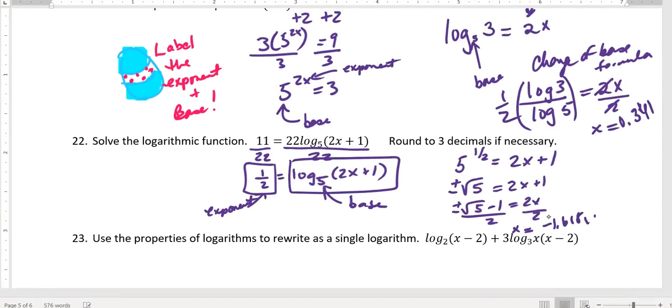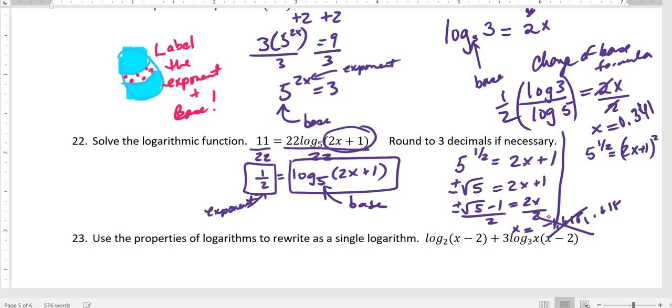Okay. Now, you have to remember to check whenever you're dealing with logs to make sure that you haven't created an extraneous solution. If I put negative 1.618 back into this argument, you'll see that I'll get a negative. And I can never take the log of a negative number. It's not in our domain. So we're going to cross that one out. Okay. Now I'm going to do it the other way, just so people see it both ways. Maybe you don't like that way. Maybe you want to do it this way.